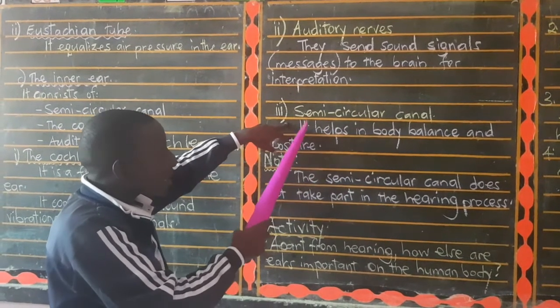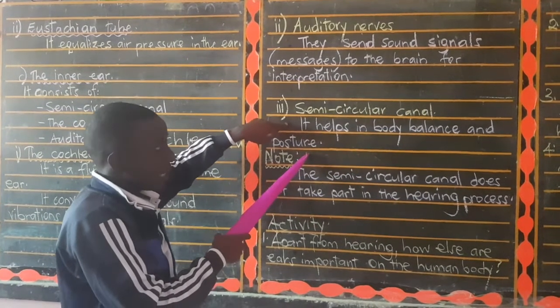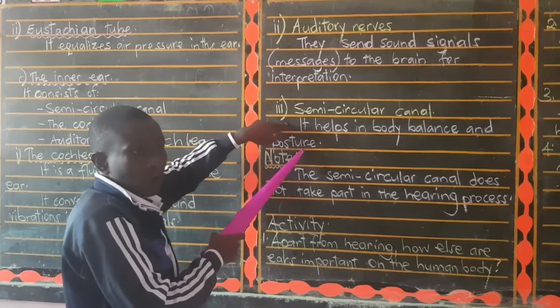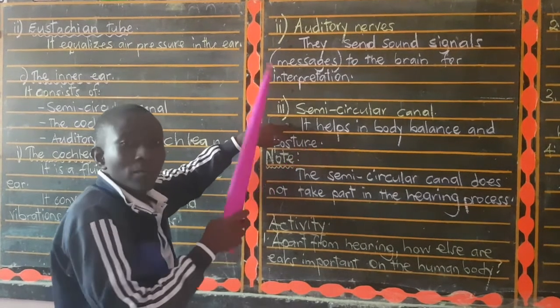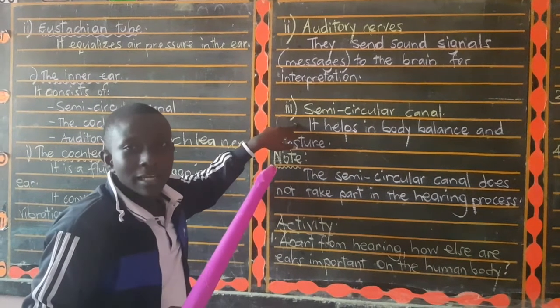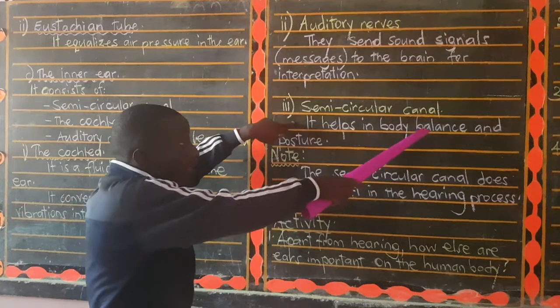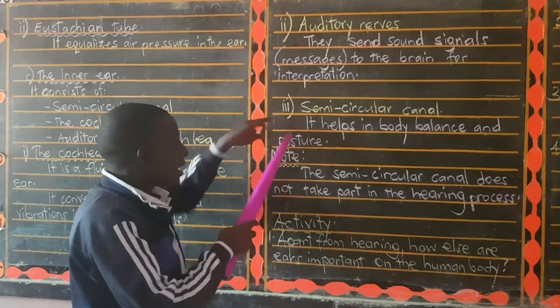We finally go to the semicircular canal. The semicircular canal helps in body balance and posture. It helps in body balance and posture. Remember, before, they always ask you, apart from hearing, how else are ears important to our body? Apart from hearing, body balance and posture.